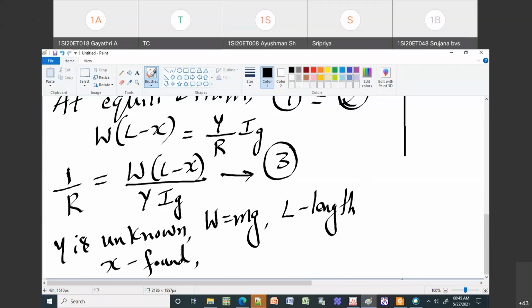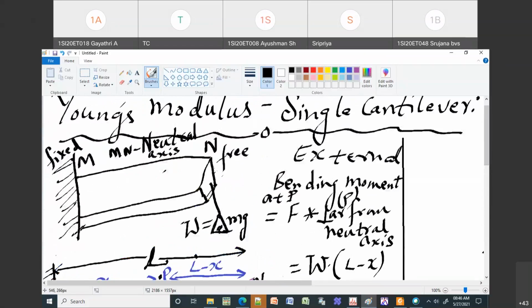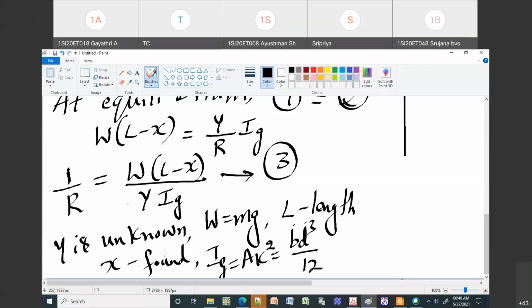Then what is Ig? Ig is nothing but AK square. For example, I'll take it as BD cube by 12. B is the breadth and D is the thickness. You can take a scale and find the breadth, and from this end to this end is your D. So you can find B and D, and now you can find everything.